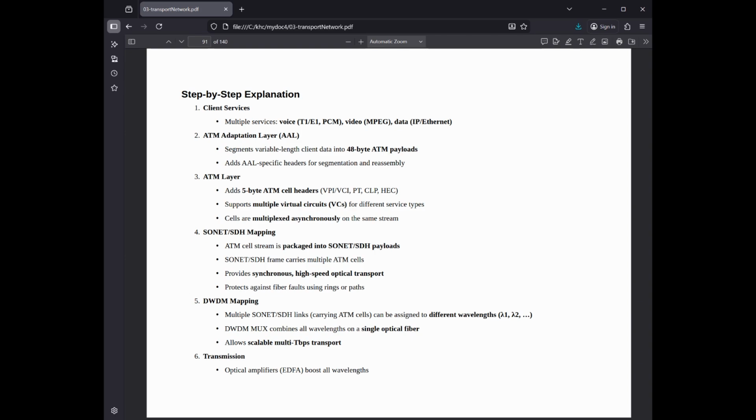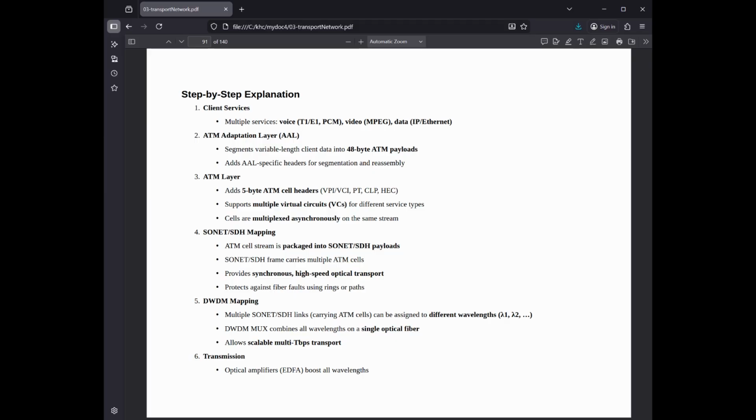SONET, North America, and SDH, International, are time division multiplexing, TDM, systems. They provide fixed envelopes of bandwidth called synchronous payload envelopes, SPE, or virtual containers, VC4. Cell mapping: ATM cells are placed into the SONET/SDH payload row by row. Because ATM cells are fixed at 53 bytes and SONET frames are also fixed in size, the cells align neatly, though they can straddle frame boundaries.